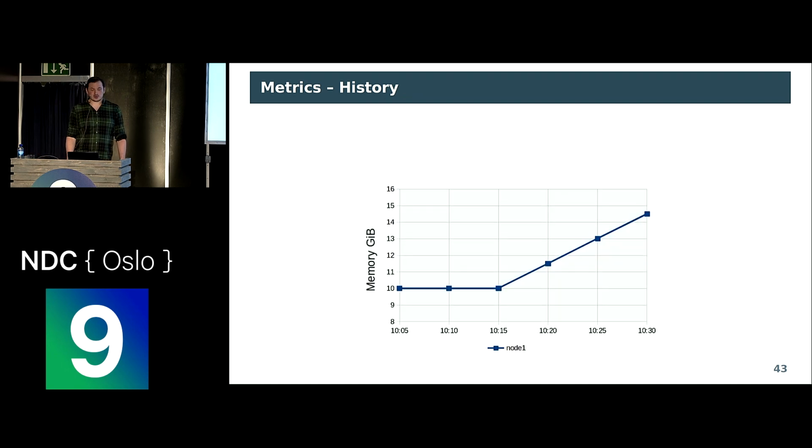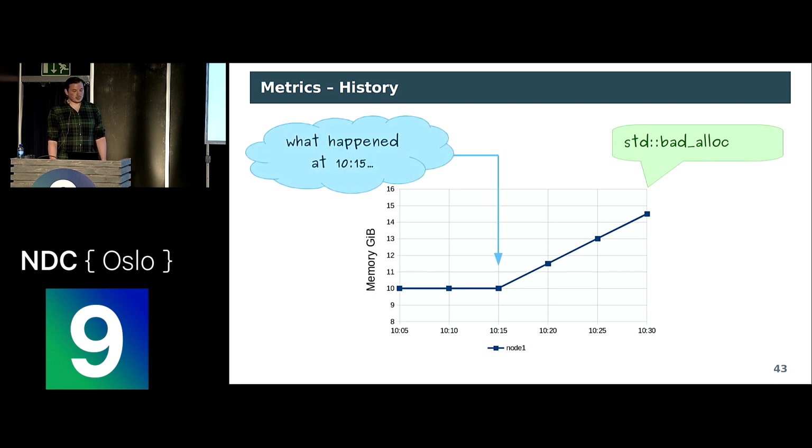And the great thing about numbers is you can very easily draw histories and trends of numbers. This example here shows the memory usage of a server in gigabytes. And we can see at some time the memory usage started growing rapidly, and eventually we get our std::bad_alloc. I wonder how this could have been avoided. Could it be something to do with the fact that memory was growing? Well, if you didn't have this graph, you'd have no idea why you got std::bad_alloc. Now you have a graph. Life's good. So what happened at 10:15?